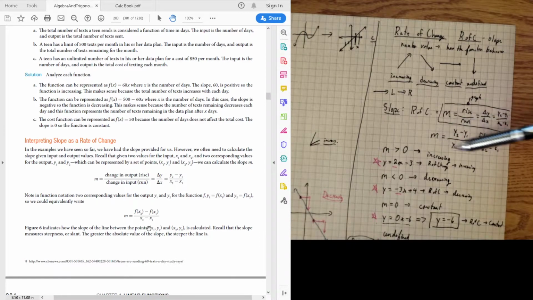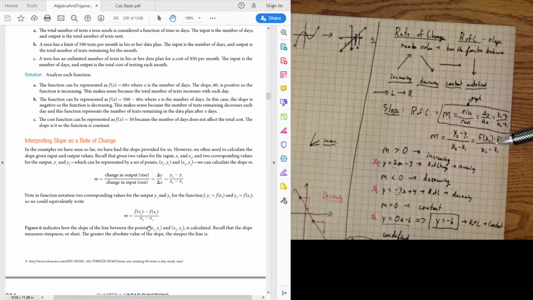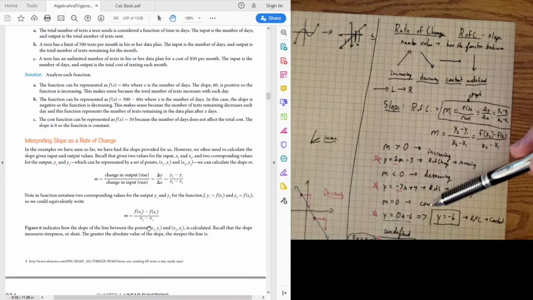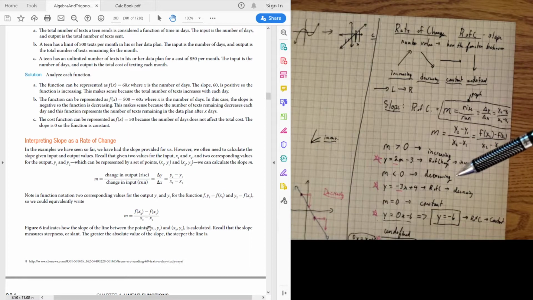Now, both these versions will be key to moving forward. Make sure you know them and know the connection to how we describe them using rate of change. Increasing, decreasing, constant, and undefined.